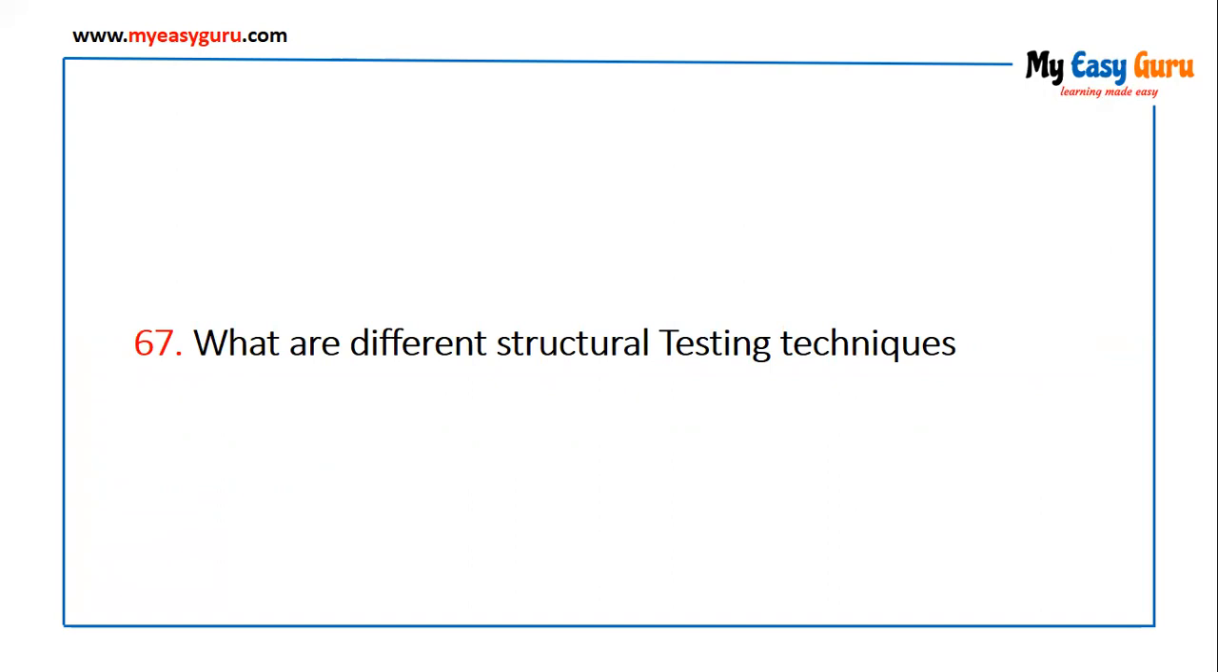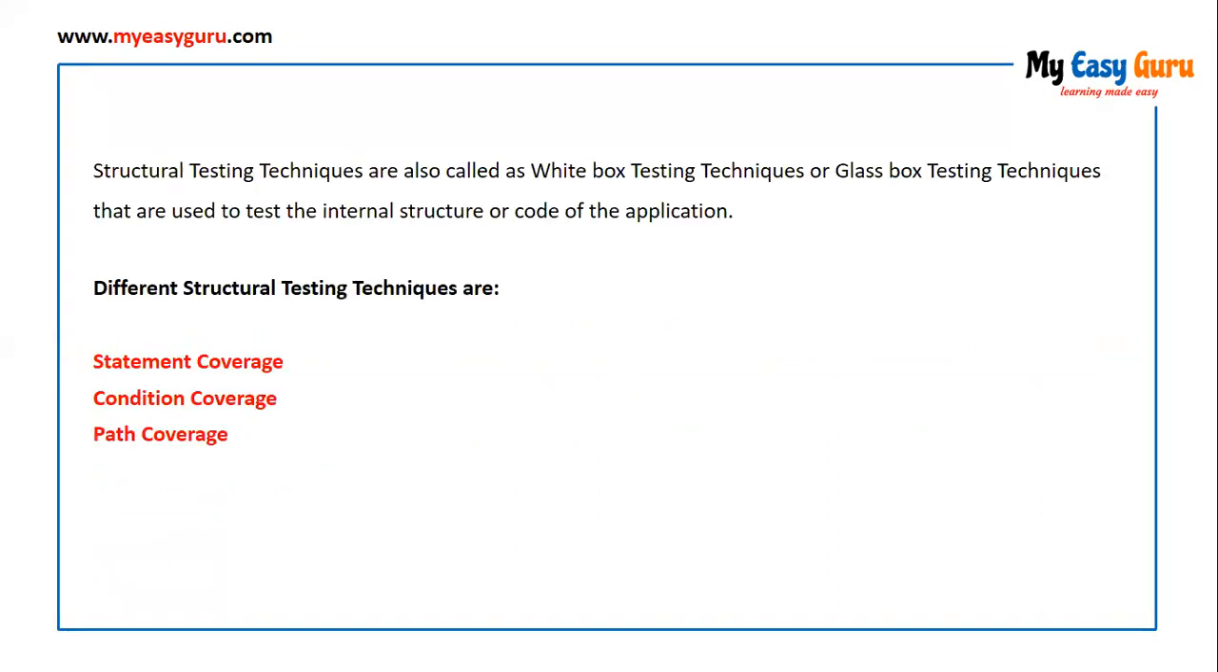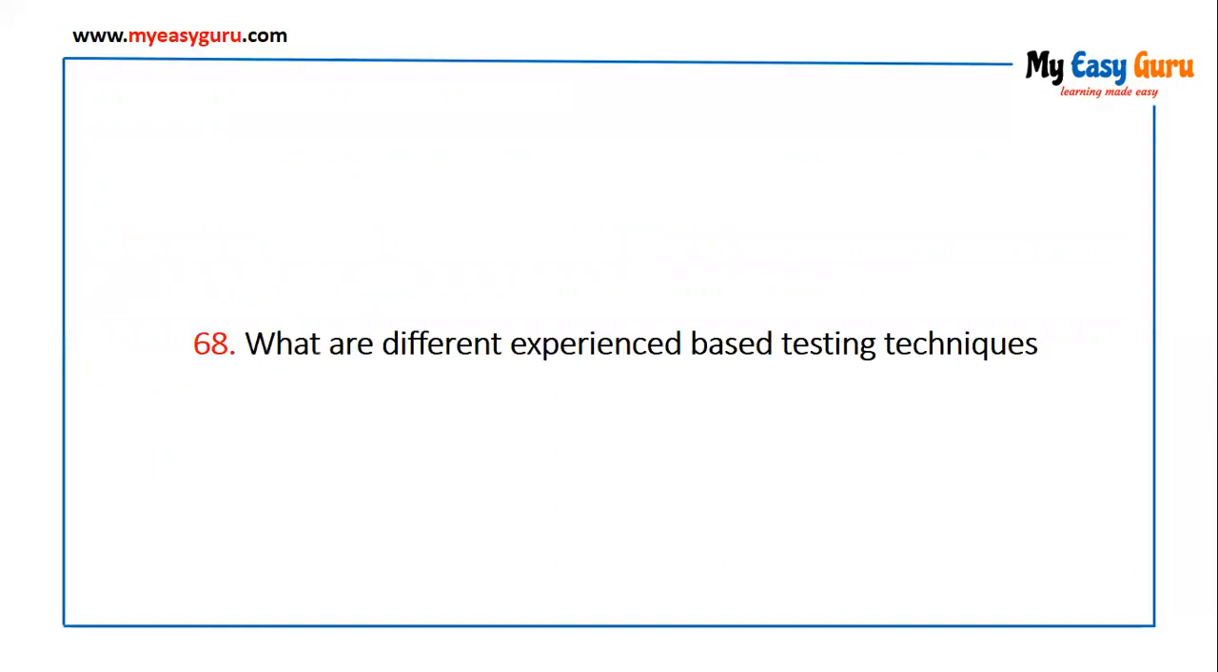Now the next question is, what are the different structural testing techniques? Structural testing techniques are also called white box testing techniques or glass box testing techniques that are used to test the internal structure or code of the application. Different structural testing techniques are statement coverage, condition coverage, and path coverage. So let's go ahead to the next question.